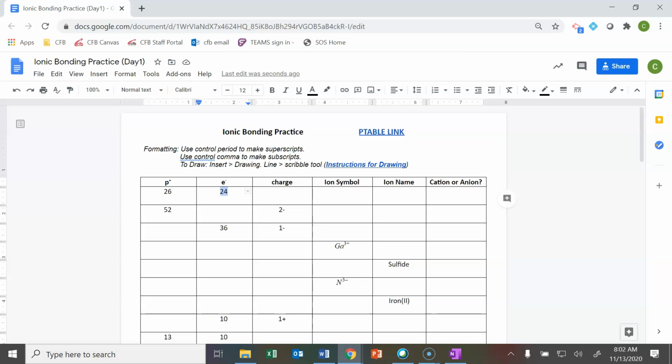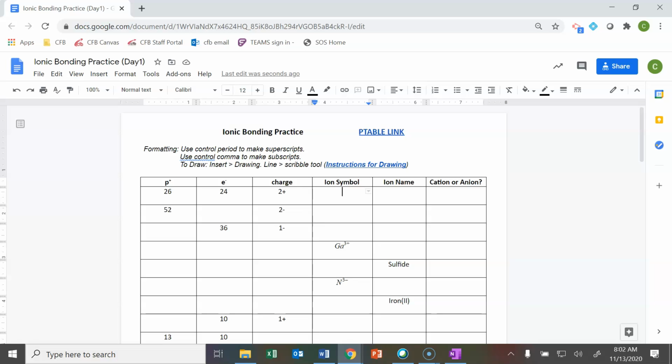So 26 is our positive number, 24 is our negative number. 26 minus 24 gives us 2. And we want to be specific with whether it's positive or negative, so that is 2 positive. Since I have more protons, it's a positive charge.